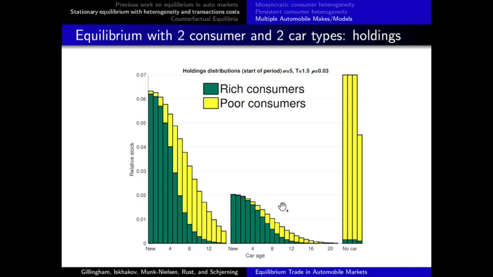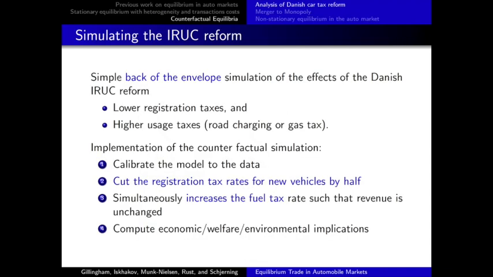Okay, so here you've got these gains from trade from having different types of consumers that play together with the different types and ages of cars, and consumers that are really trading with each other in this economy. Now, these were simple examples, right? So what we're going to do now is a simple back-of-the-envelope simulation of the Danish reform that halves the registration taxes and considers road user charges instead.